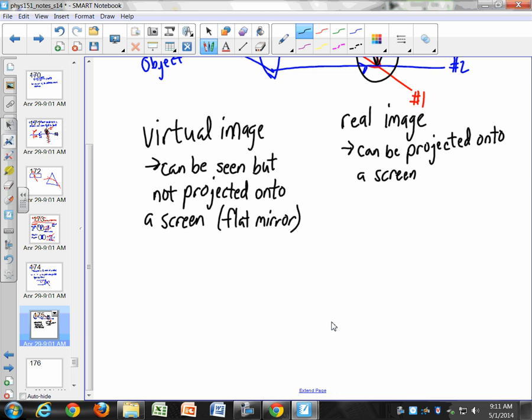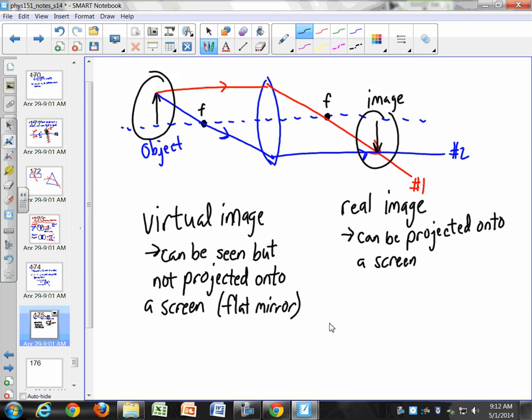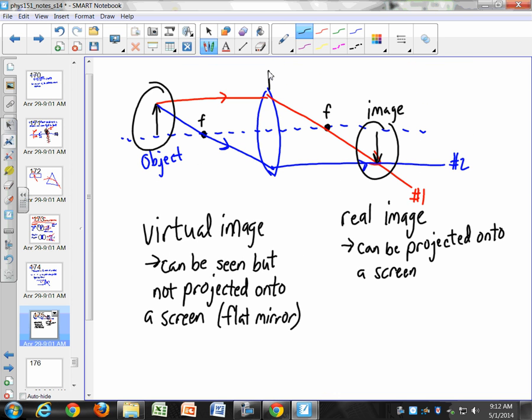Later we'll talk about the distance. This distance from the lens to the image, in the very next section, we'll talk about this distance. This is called the image distance. And this distance is called the object distance. Right, the image distance and the object distance.